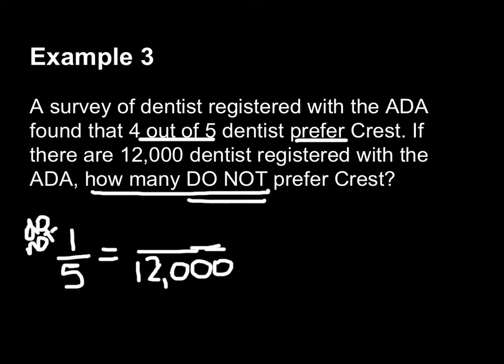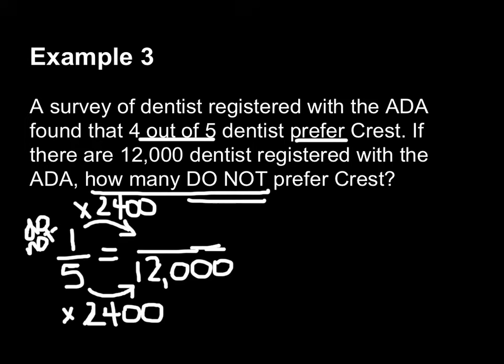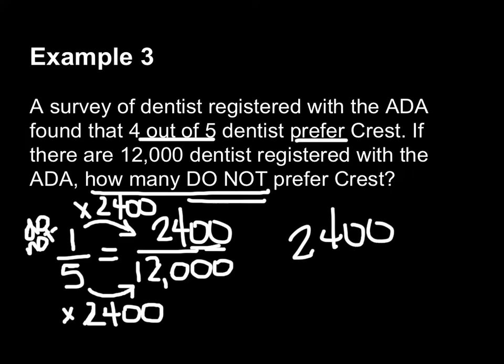If there are 12,000 dentists with the American Dental Association, our proportion can help us predict the number that do not like Crest. 5 goes into 12,000 2,400 times, so we could multiply by 2,400. If we multiply our denominator by 2,400, we also need to do the same thing to our numerator. And 1 times 2,400 is 2,400. So there are 2,400 dentists that do not prefer Crest.